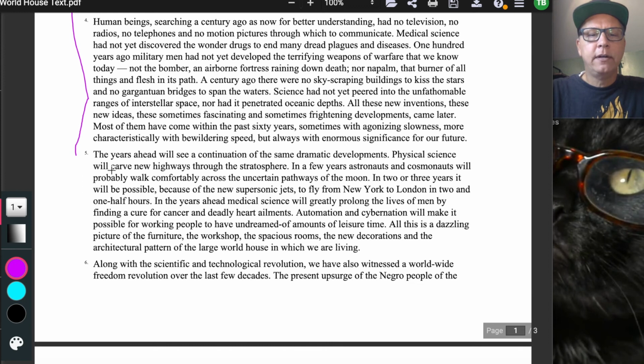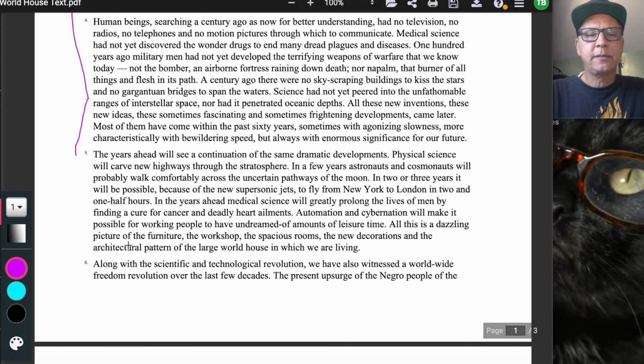5. The years ahead will see a continuation of the same dramatic developments. Physical science will carve new highways through the stratosphere. In a few years, astronauts and cosmonauts will probably walk comfortably across uncertain pathways of the moon. In 2 or 3 years, it will be possible, because of the new supersonic jets, to fly from New York to London in 1.5 hours. In the years ahead, medical science will greatly prolong the lives of men by finding a cure for cancer and deadly heart ailments. Automation and cybernation will make it possible for working people to have undreamed amounts of leisure time.